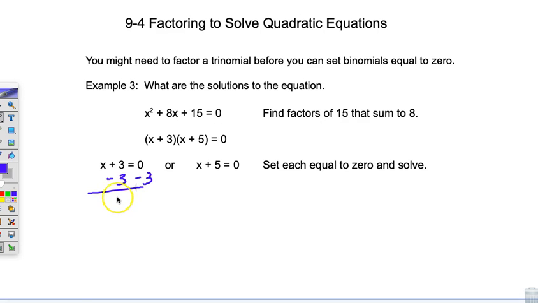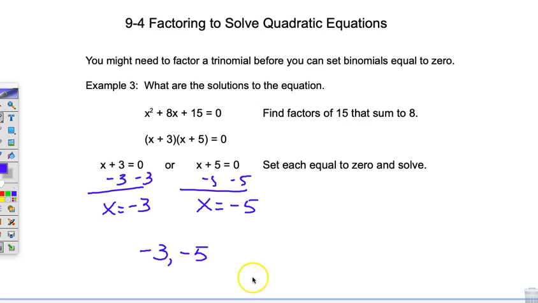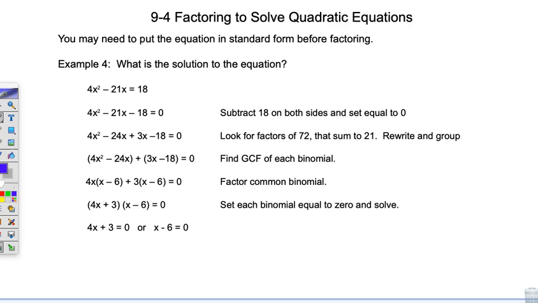In this case, I am subtracting, and x is equal to -3. Over here, I'm subtracting 5 on both sides, and I get x is equal to -5. Remember, it could be either or. So when you enter those again, you're just going to separate them by a comma. Notice I'm not putting these in parentheses because they're not an ordered pair. They're simply a possible solution.